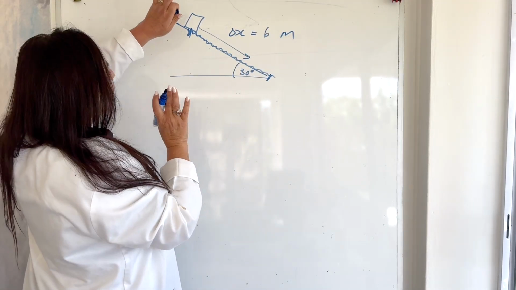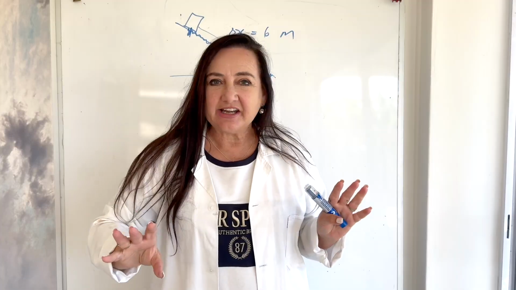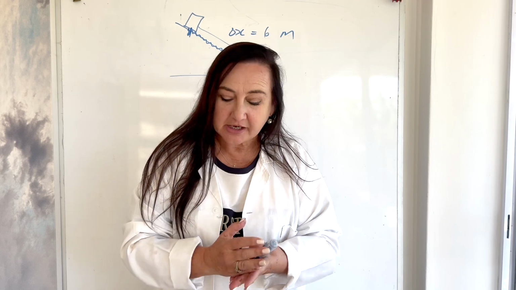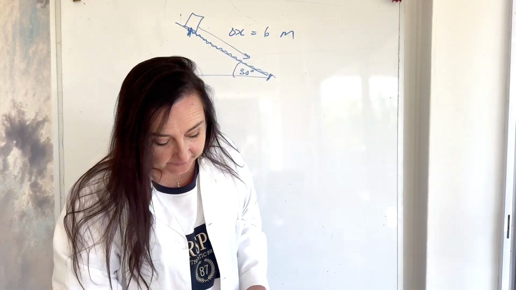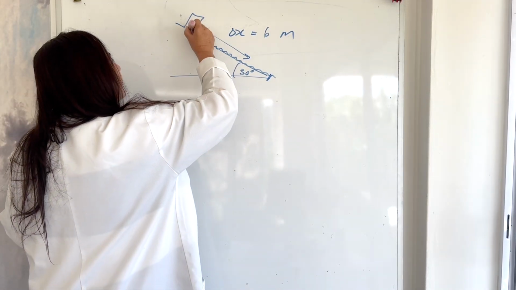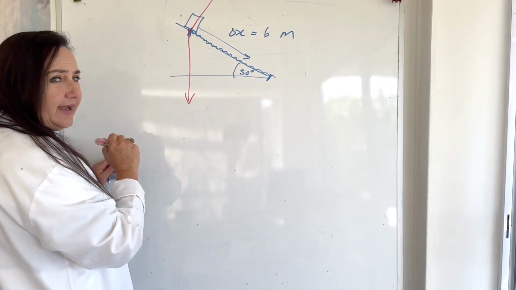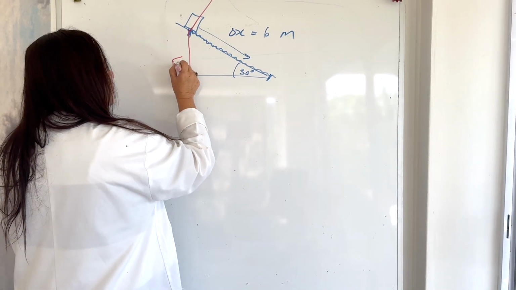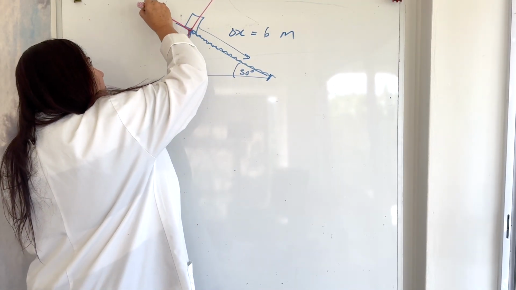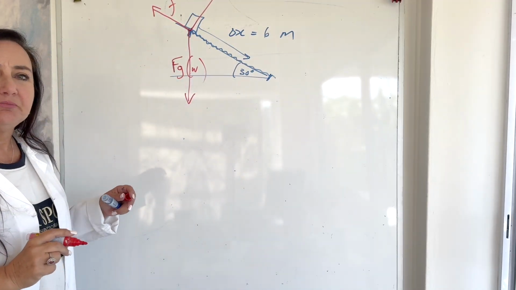Now the moment I ask you for the net work done, it's just like net force. What is important? What do you have to do first? Draw a force diagram. So how's my free body force diagram going to look? It's going to be my normal force, my weight or gravitational force, either Fg or small w, and it's going to be my friction working in the opposite direction of my displacement. So there's my free body diagram.